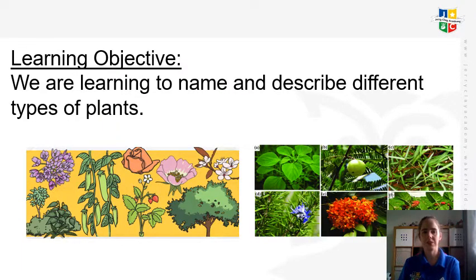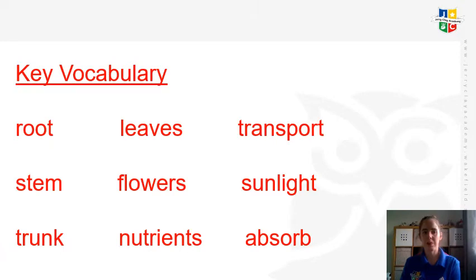Our learning objective for today is that we are learning to name and describe different types of plants. Some of the key vocabulary that we will be using in today's lesson are root, stem, trunk, leaves, flowers, nutrients, transport, sunlight and absorb. If there are any words there that you are not sure about, don't worry. As we go through the lesson today, I have highlighted them in red in some of the other slides that we are going to look at. So hopefully you will know and understand how you can use them in your writing and activities later.